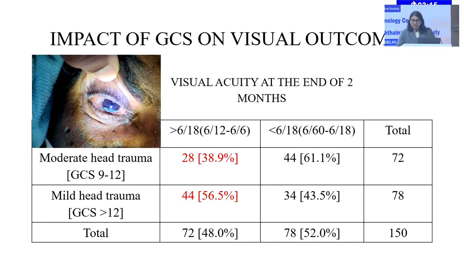We also further analyzed whether there was an impact of GCS on visual outcomes. So this table shows that among the patients with a moderate head trauma of GCS 9 to 12, approximately 38.9% had an improved visual acuity of more than 6/18, whereas among patients with a mild head trauma, which is GCS more than 12, about 56.5% showed an improvement in visual recovery.